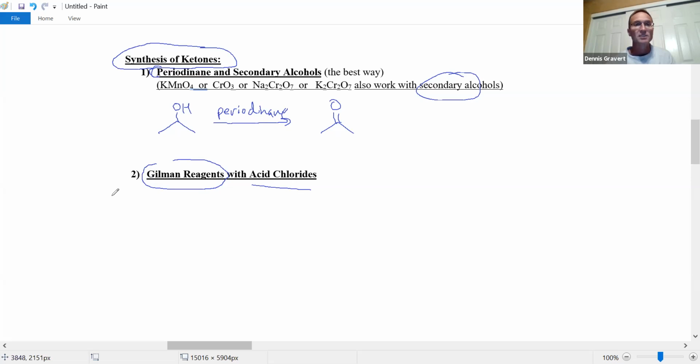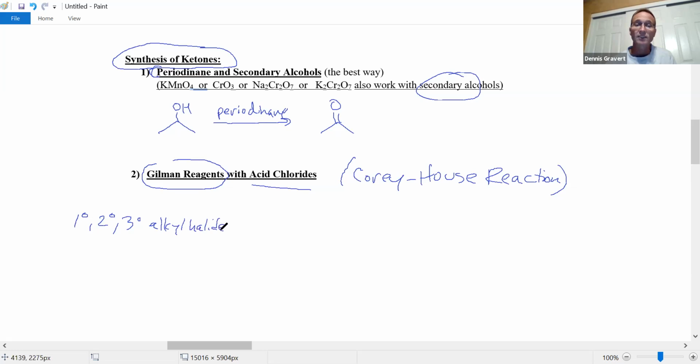So let's review Gilman reagents real quick here. That's a series of reactions we saw last semester. They're also called the Corey-House reactions or reagents. And what you do is you start with a primary, secondary, or tertiary alkyl halide. You can also use vinyl halides. So remember what a vinyl halide is? That's where you just have an alkene, and to that alkene carbon, you attach a halide. There we go. You can also use aryl halides.